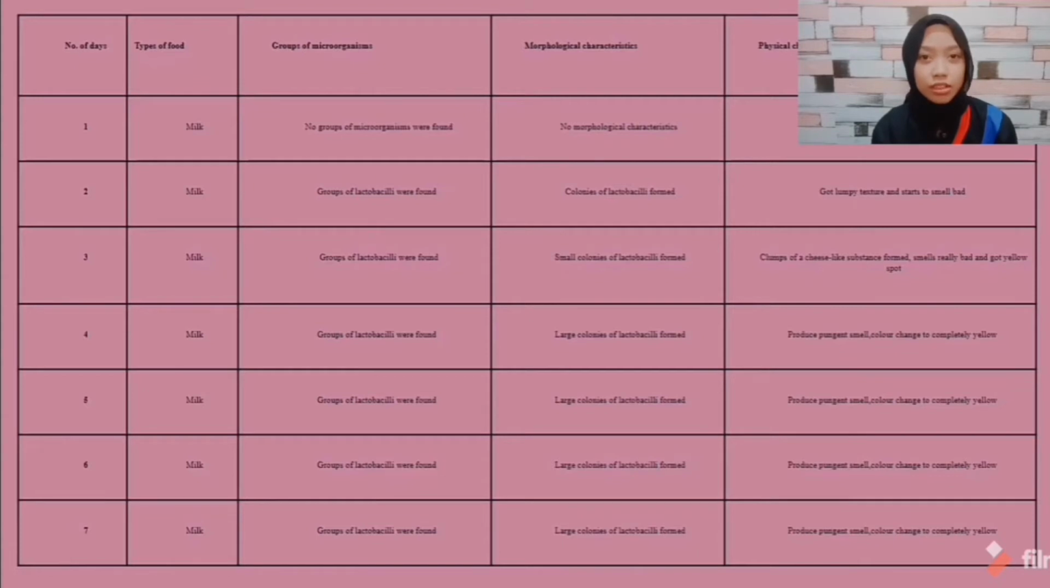For day 2, the physical characteristic of the milk is that it got a lumpy texture and started to smell bad. On day 3, clumps of a cheese-like substance also formed, yellow spots formed, and it smelled really bad. For day 4 until day 7, the physical characteristic stayed the same, which is the color changed to completely yellow and it produced pungent smells.